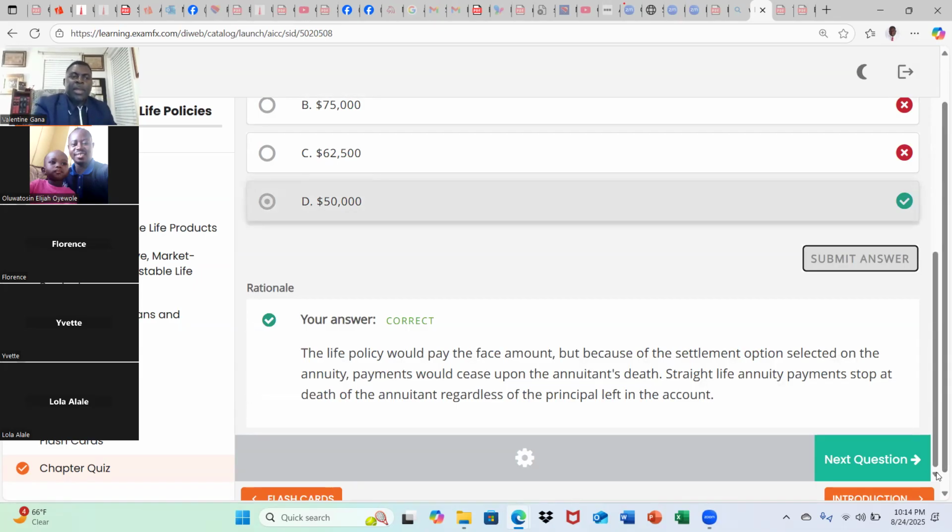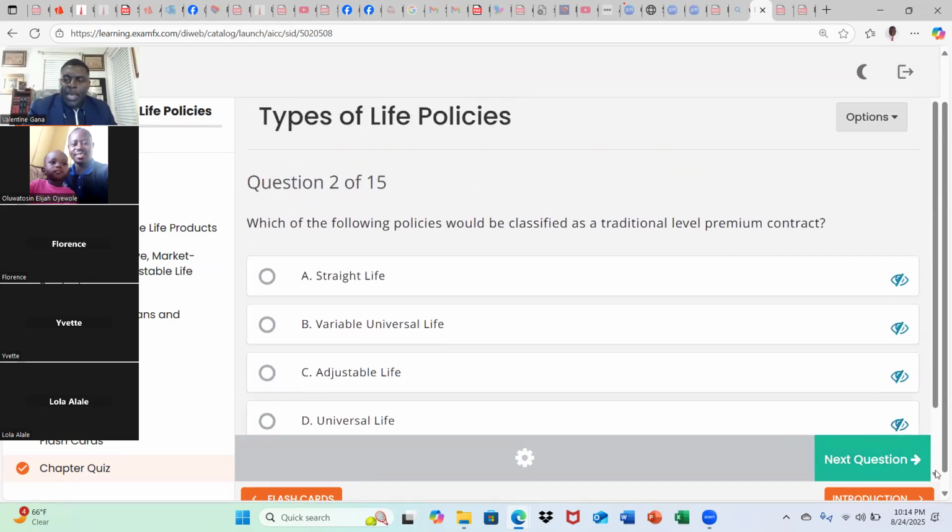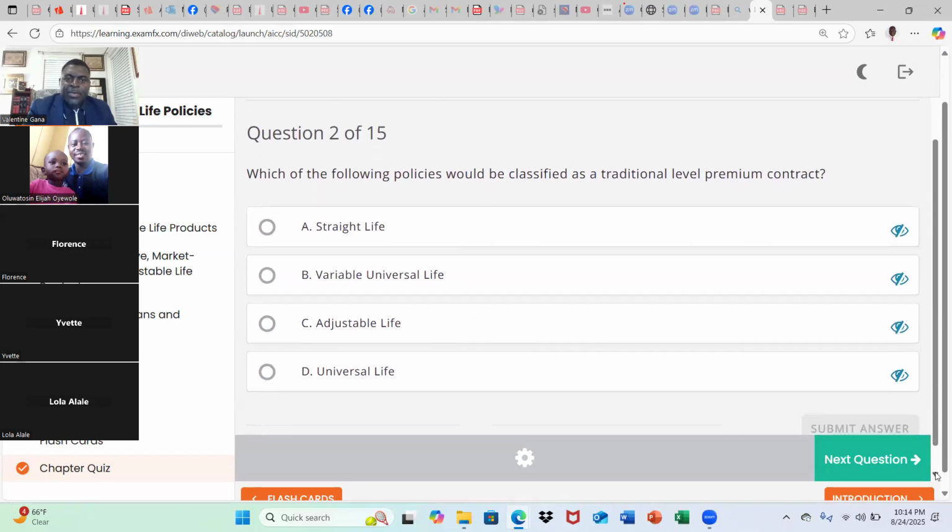Oluwatosin, you want to read that explanation? The life policy will pay the face amount, but because of the settlement options related to the annuity, payments would cease upon the annuitant's death. Straight life annuity payments stop at death of the annuitant regardless of the principal left in the account. Very true. Yvette, are you there? If you're there, can you read this one for us?